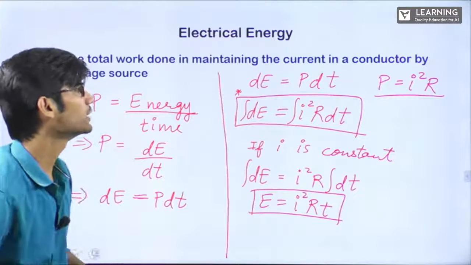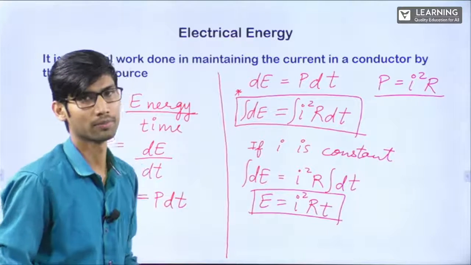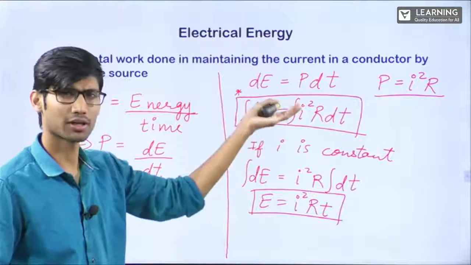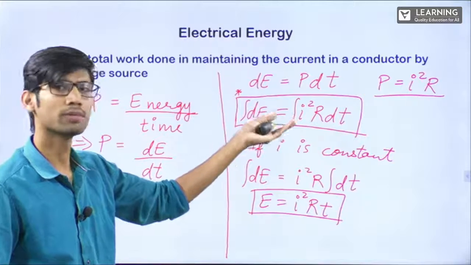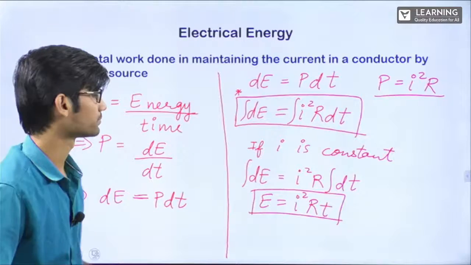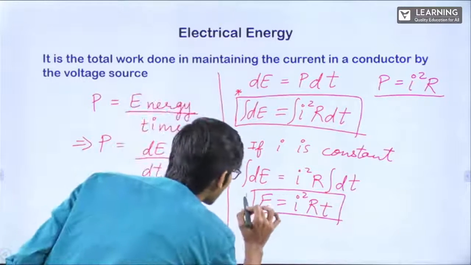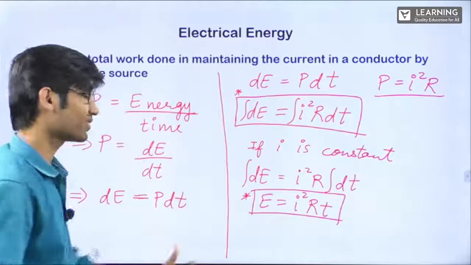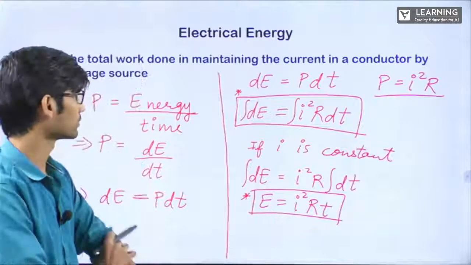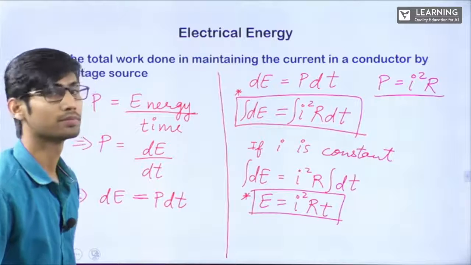Integral dE is equal to integral I square R dt. Now if I is constant, again you can derive till here. If I is not constant, you can derive from here. But this is important for boards. Majority of the times this formula will only be used, so don't worry, note it down.